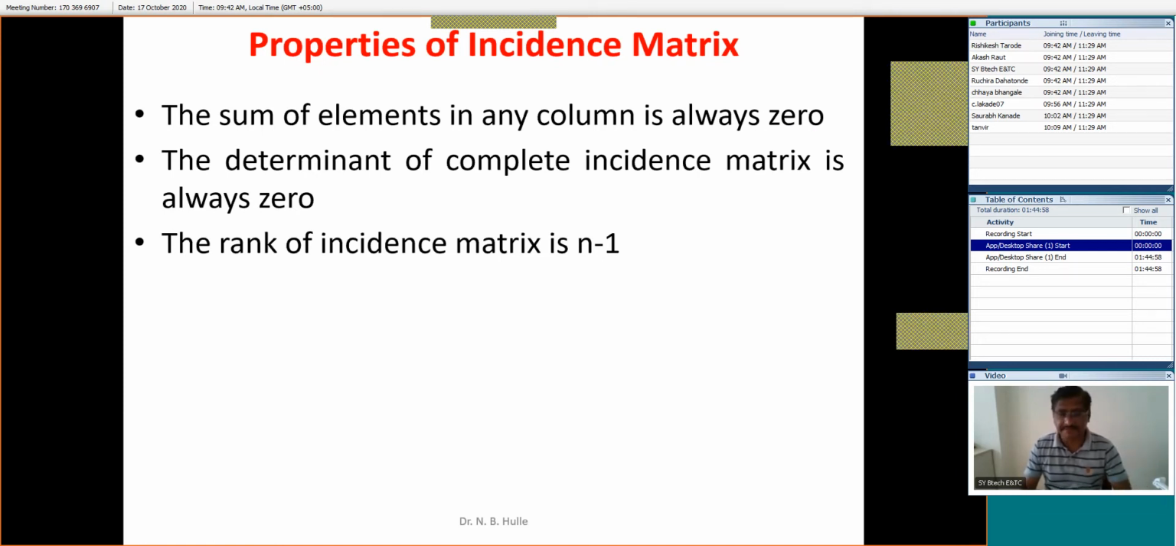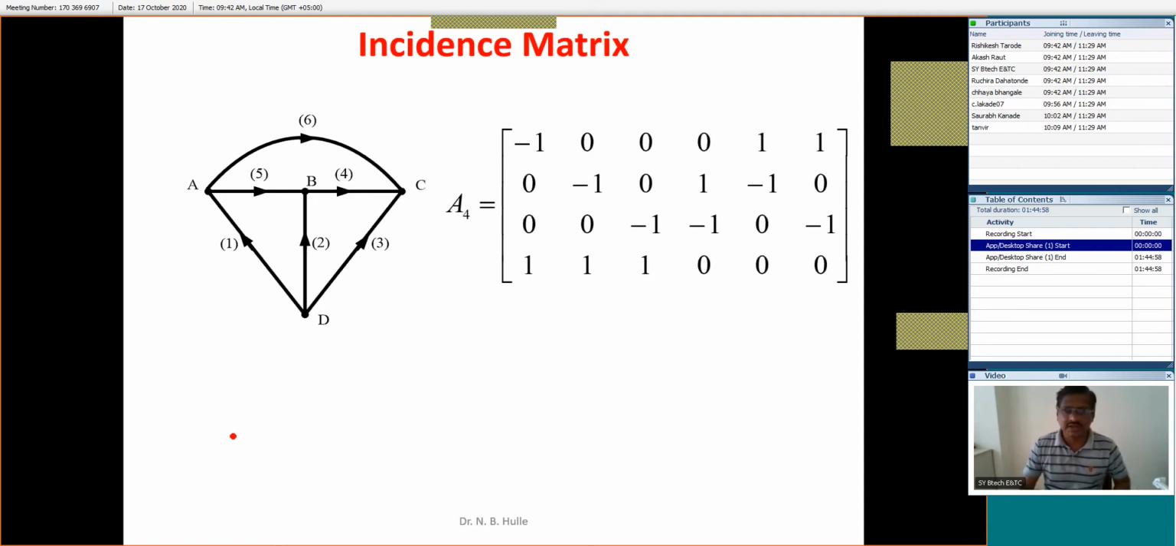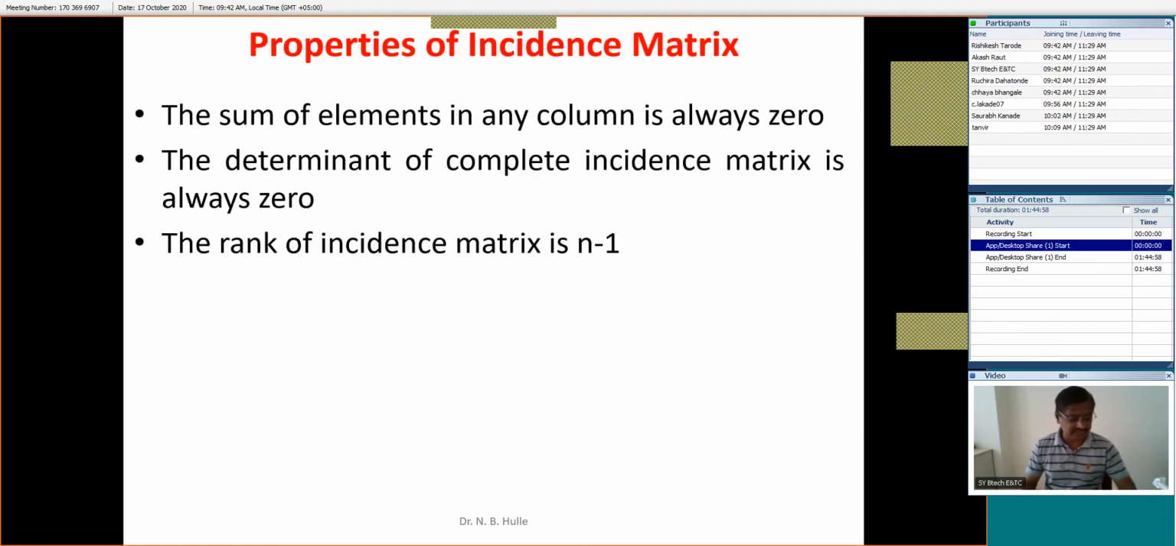Look at this part. Here, in this case also, this is minus 1, plus 1, minus 1, plus 1, minus 1, plus 1, minus 1, plus 1, minus 1, plus 1, plus 1, minus 1. Its summation is always 0. Column-wise addition is always 0 in this particular case, which is nothing but one of the properties of this matrix: the sum of the elements in any column is always 0.